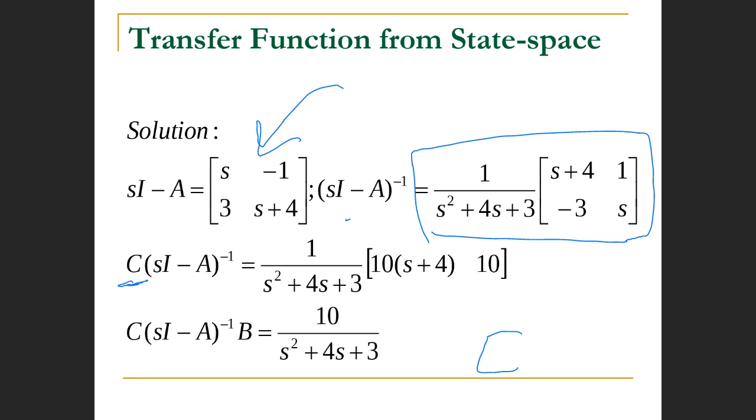And C is actually 10, 0. So if we apply this matrix to here, row by column, 10 times S plus 4 plus 0, 1, and they have 10. Row by column again. So it's 10 times S plus 3 plus negative 3 times 0. So that's going to be 0. Then you have row by column again. So it's 10 times 1 plus 0.